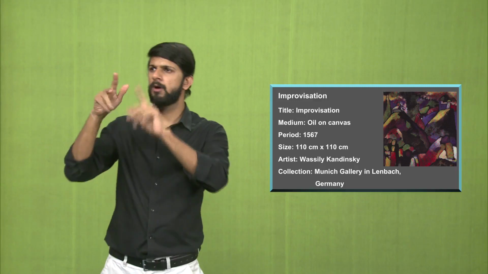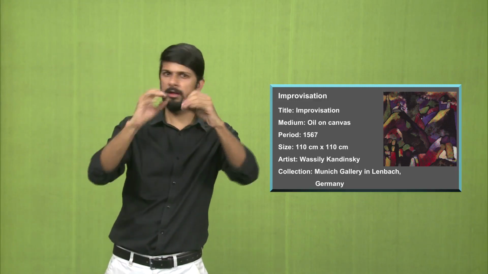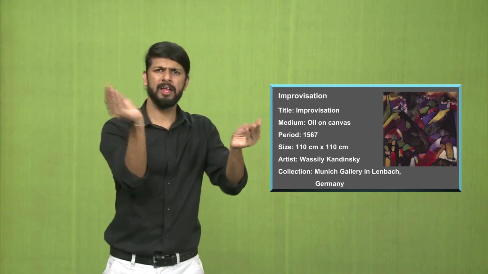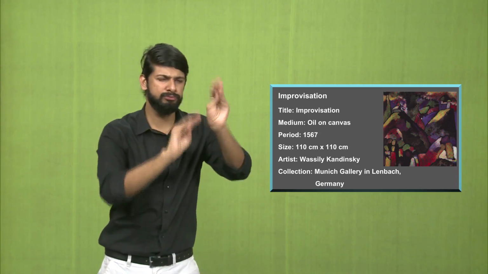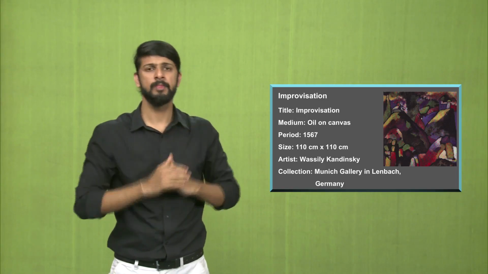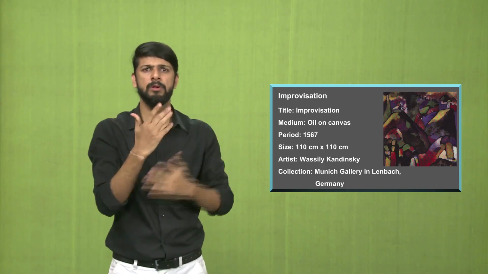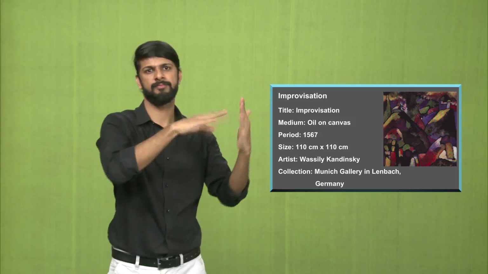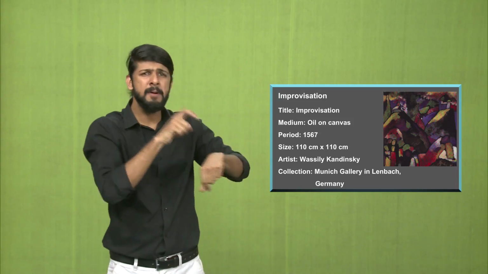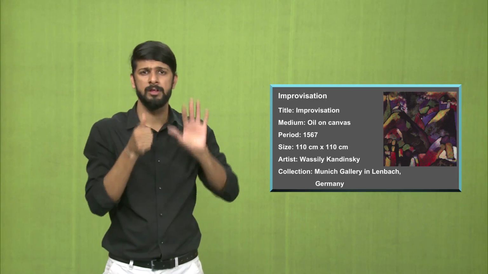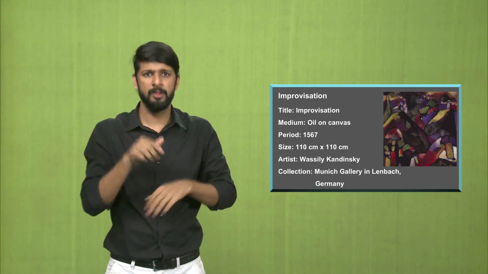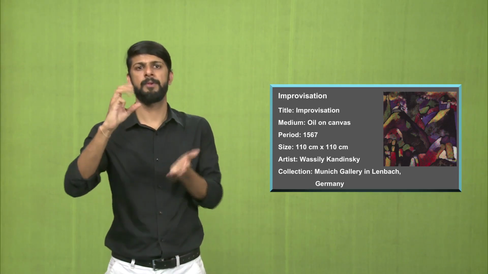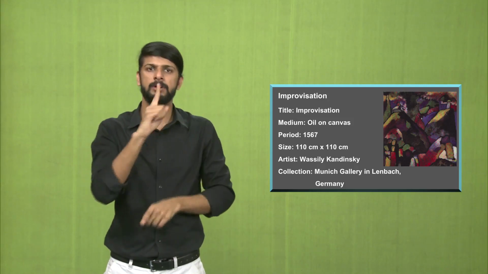Improvisation. Improvisation basically means change, modification or addition of your own ideas to the original idea. That is the title of this painting, Improvisation. The medium is oil on canvas. The period is 1567. The size is 110 centimeters by 110 centimeters.